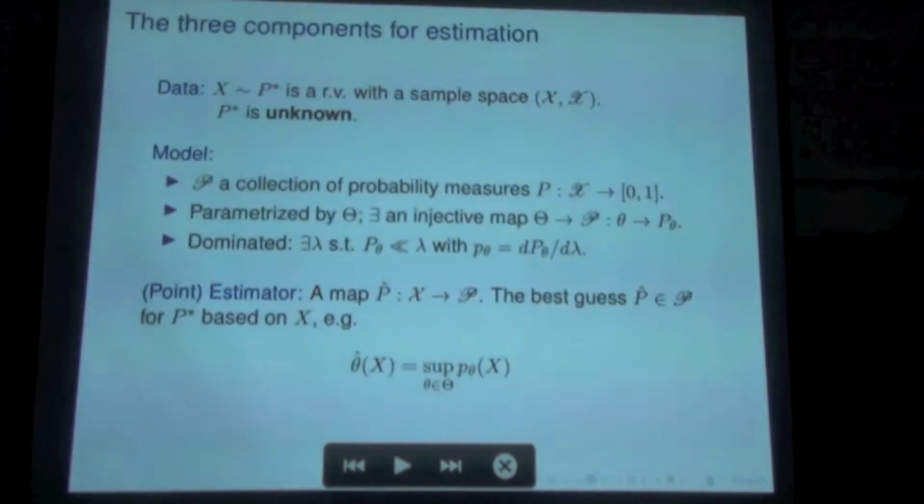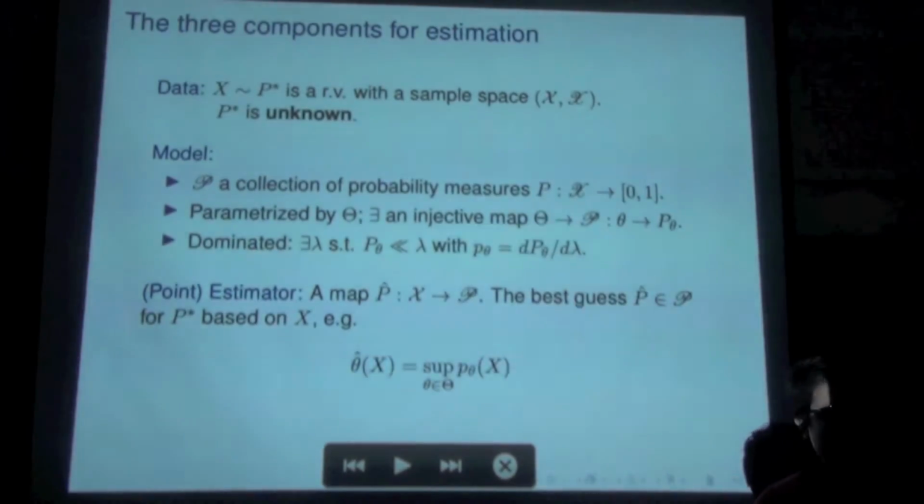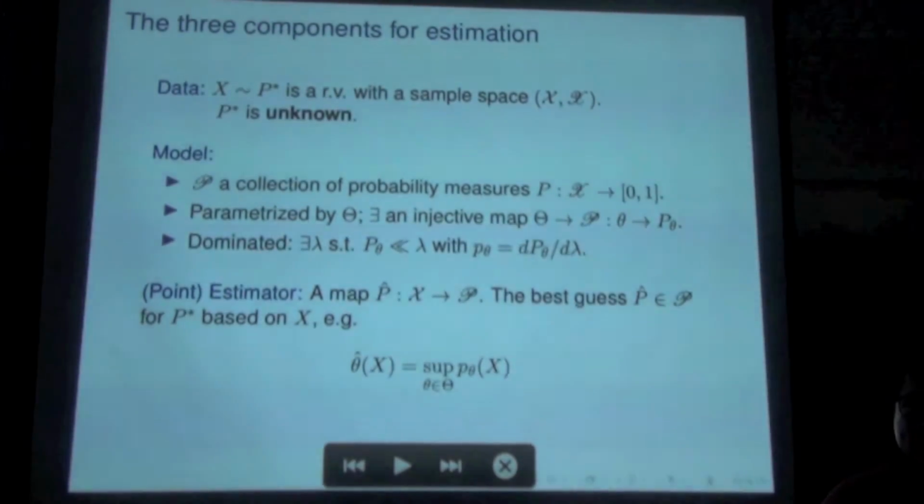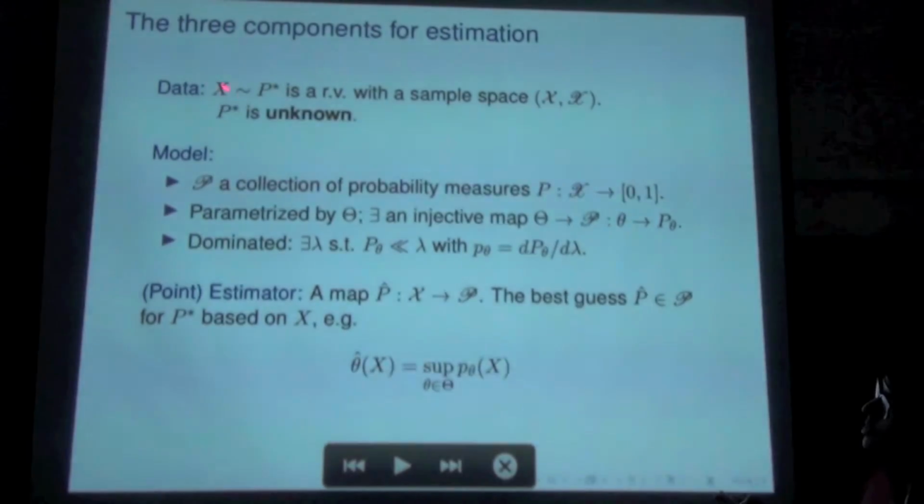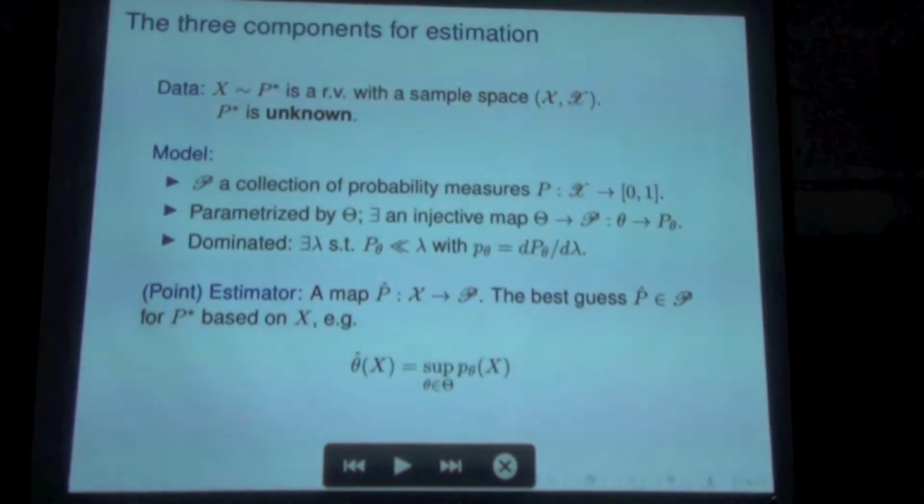So next, I guess we are all familiar with random variables. This is going to be a different talk, more on the statistical side of the problem. When you are trying to solve some estimation problem, there are three main components you need to take into account. The first one is the data, which is a random variable distributed according to some probability distribution that I call P star.